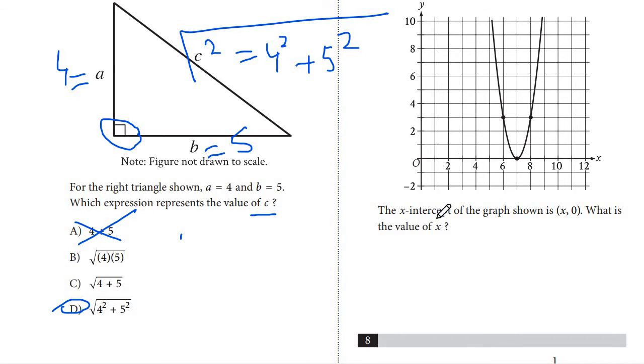Okay, 7. The x-intercept, that's where a graph crosses or touches the x-axis, is happening at a point x0. What's the value of x? Well, it's obviously 7, because 7 is right halfway between 6 and 8, and you can also see the dots there signaling to you that this is a symmetric function.